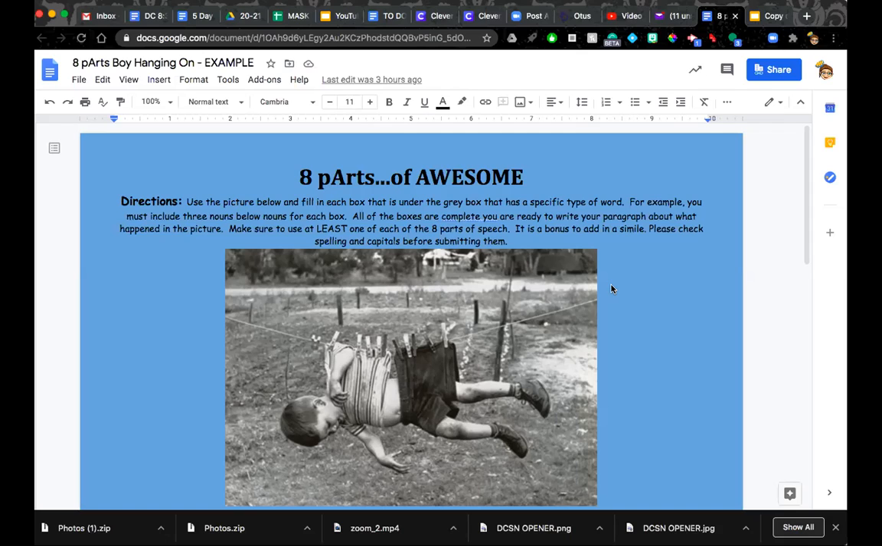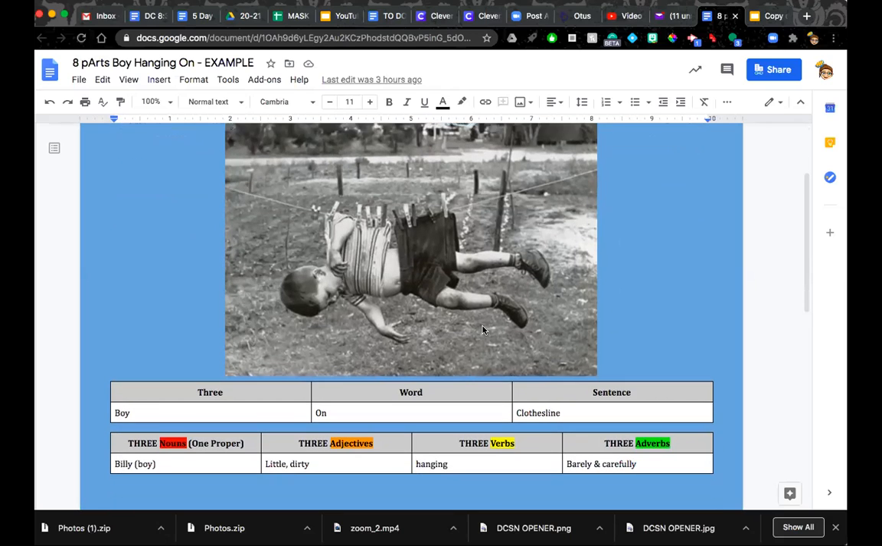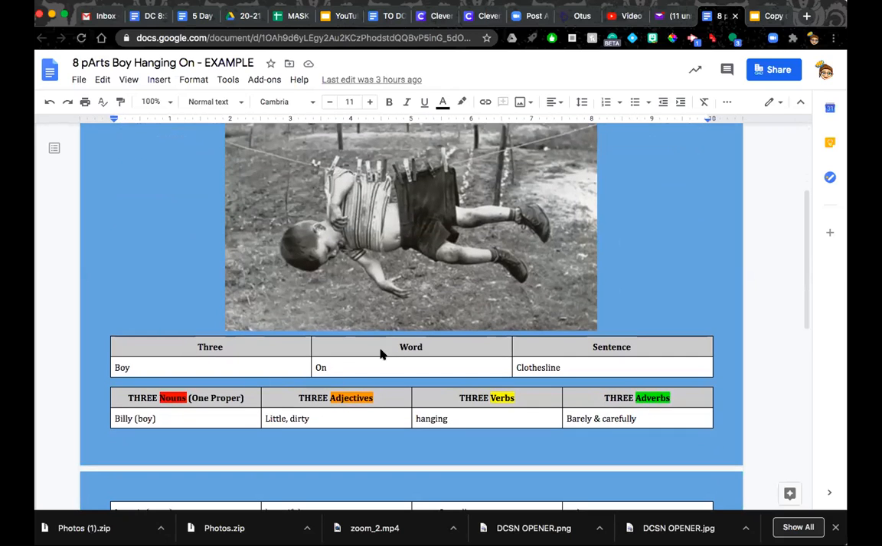But in this 8 parts of awesome, you can see they've got fun little pictures. This kind of reminds me of something you might see from the Herdmans, doesn't it? And then you'll have a line for a 3-word sentence. Now, a 3-word sentence is kind of like a sentence like Frankenstein would say. So this 3-word sentence is boy on clothesline, right? 3-word sentence. Give me 3 words that would form a sentence that would describe the picture.